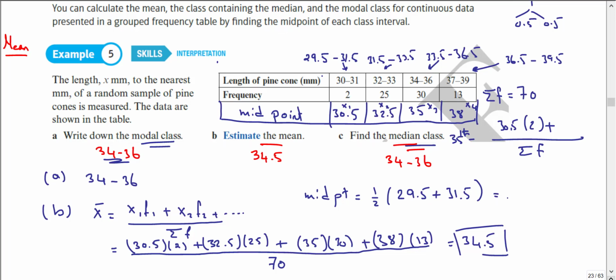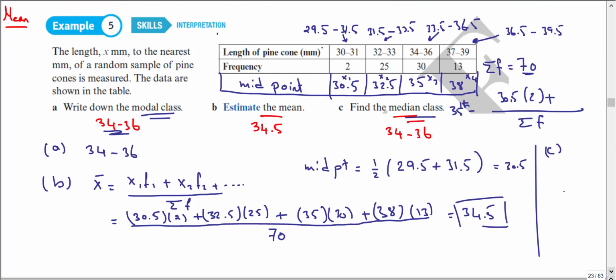Part C. Now here, as I said, this was 30.5. How about part C, the median? To get the median, is the total number of frequencies odd or even? Even. It's even, 34 even? Right? Even. In case of even, to get the median, you multiply 70 by half. What do you get? 35.